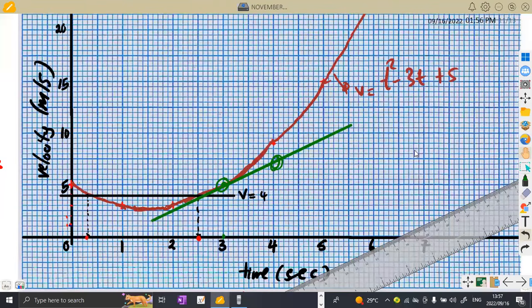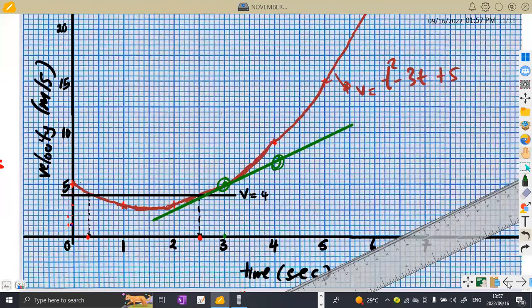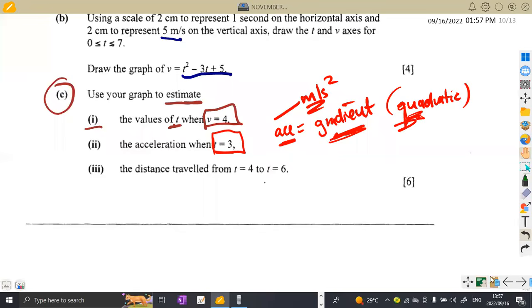Okay, so let's see the other part of the question, which is the distance. So here we need to calculate the distance now. The distance from t is equal to 4 to t is equal to 8. Remember, distance is area under the graph. That is your distance. You're going to simply calculate the area under the graph. So that's what you're going to have.